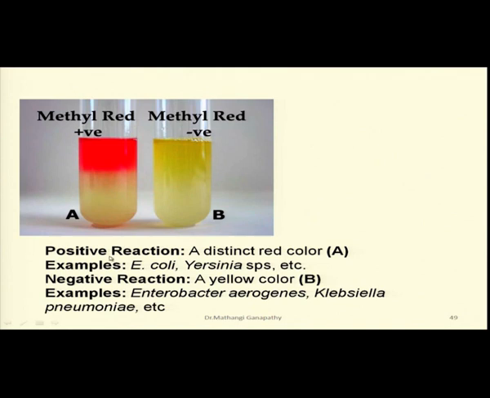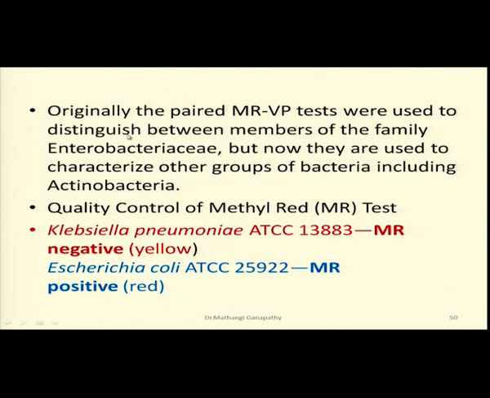So, you can distinguish between E. coli, a pathogen, and Enterobacter, another food pathogen, using the methyl red test, because E. coli is MR positive, Enterobacter is MR negative. Originally, the paired MRVP tests were used to distinguish between the various members of Enterobacteriaceae, but now we use them to distinguish other bacteria also, including actinobacteria.